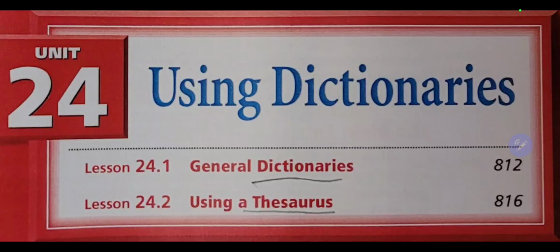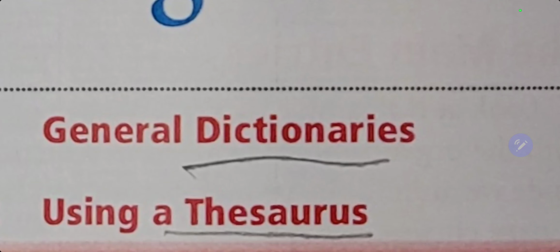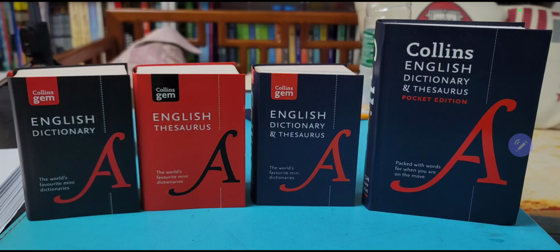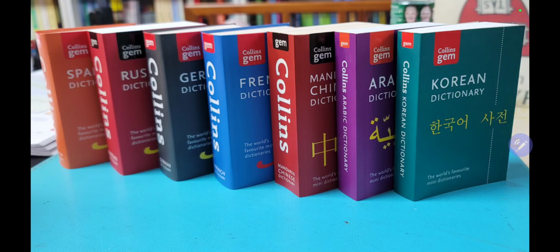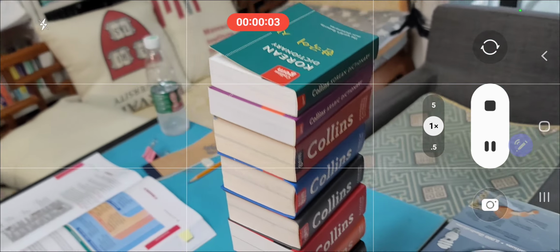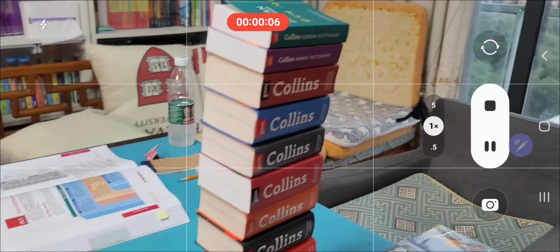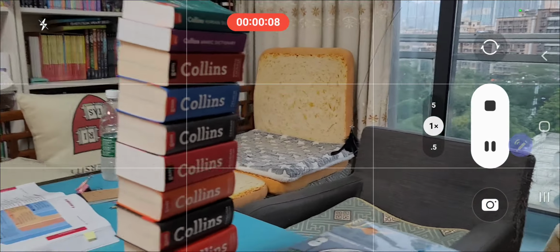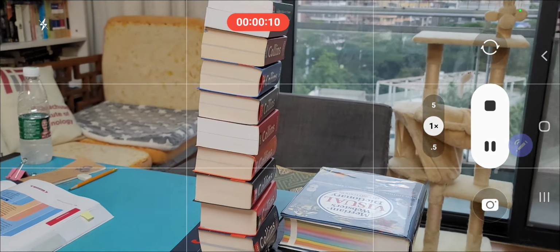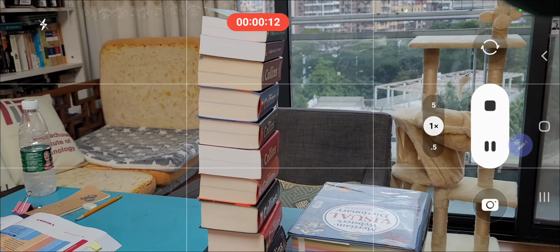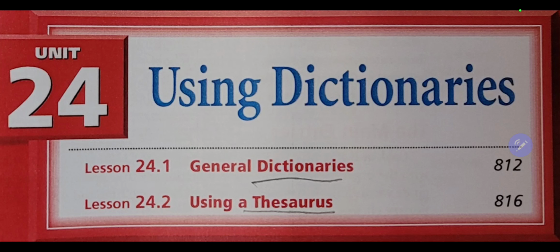Writer's Choice Glencoe version, Unit 24, using dictionaries. Lesson 1, General Dictionaries. Now, I have a ton of dictionaries, not including these. And of course, I do have all these English to different language dictionaries, and when I stack them up, they're a little slanted, and I'm really surprised that they haven't fallen over yet. And today, I'll be talking to you about dictionaries.